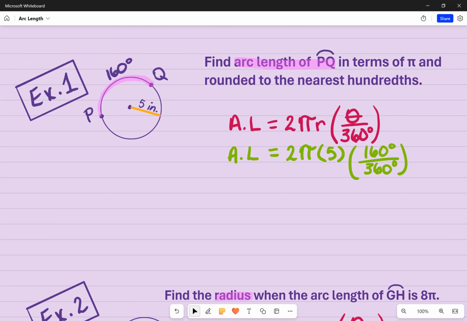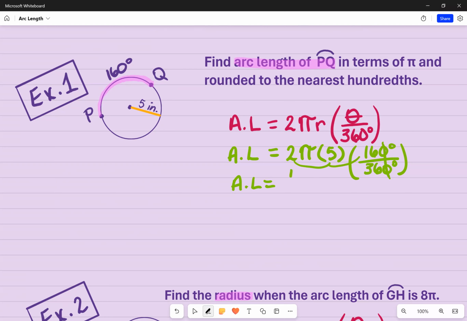Whenever I see numbers that end in zeros, I just go ahead and get rid of the zero. So with fractions, it's technically over 1. So you can just multiply everything in the numerator and then everything in the denominator to find your arc length. And that's going to be 2 times 5 times 16. Once I multiply that out, it's going to simplify. Well, let me actually do that for you.